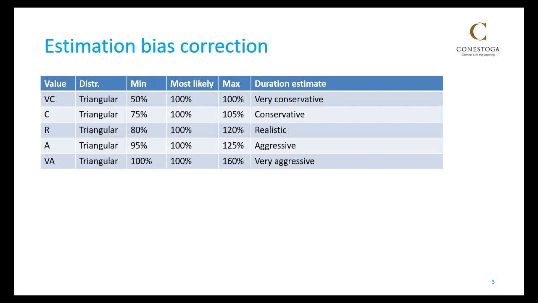For instance, if somebody gives you an estimate and you think the general consensus is that the estimate is very conservative, you can set your distribution, let's say triangular distribution, with a minimum of 50%, most likely of 100%, and a maximum of 100%. For conservative, 75, 100, and 105%.